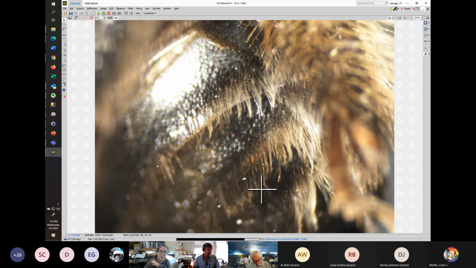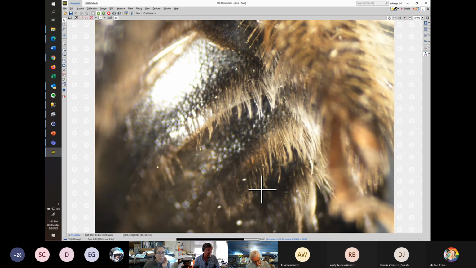And for wing length, for size of Melissodes, I always use wing length. And I measure that just like LaBerge did, from the very base of the tegula, including the tegula, all the way to the tip of the wing. And so wing length is fairly reliable within Melissodes.